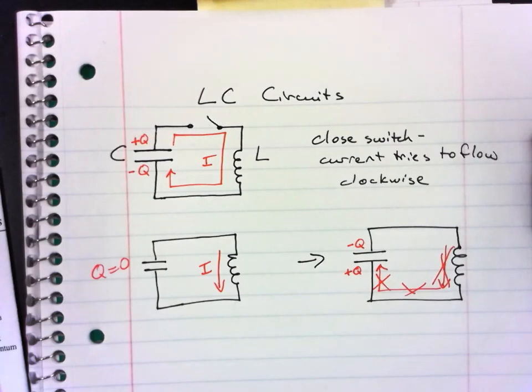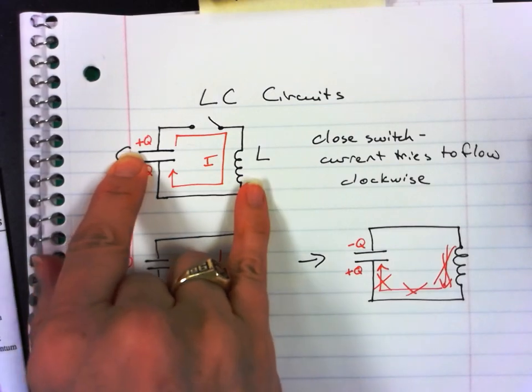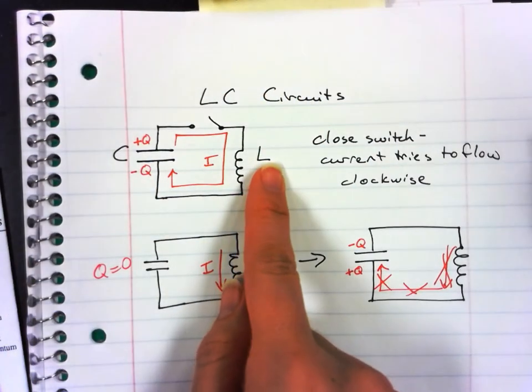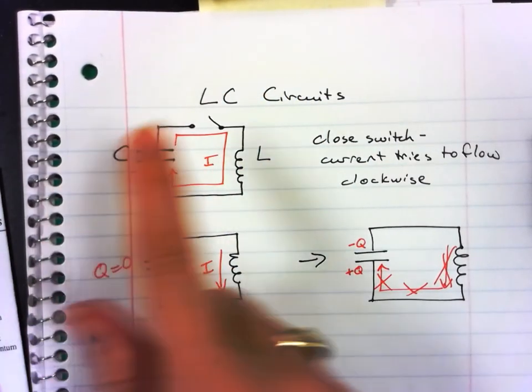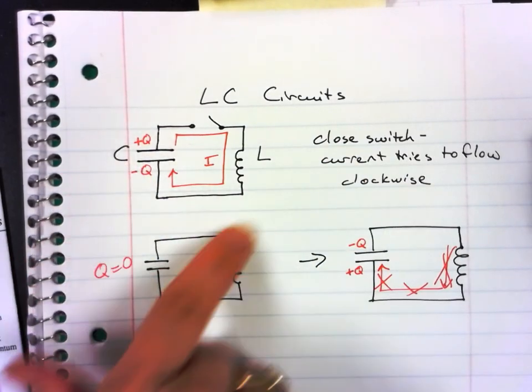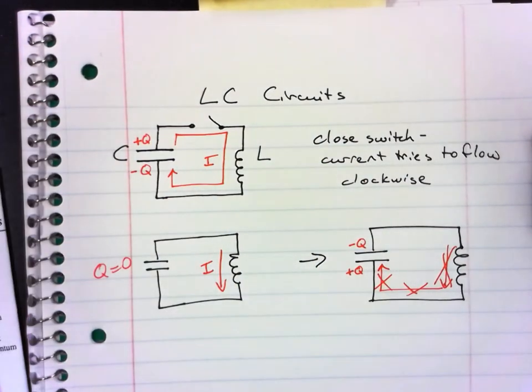So what we're going to have is over and over and over, capacitor fully charged, no current in the inductor, lots of current in the inductor when the capacitor is discharged, but that's going to recharge the capacitor, which is going to start it over in the opposite direction. So we have an oscillation.